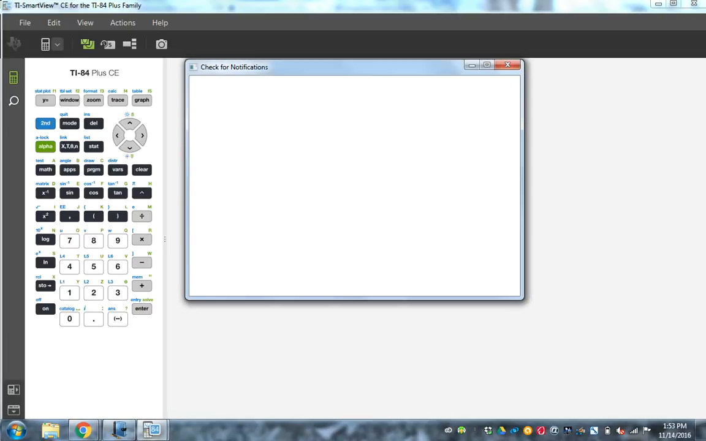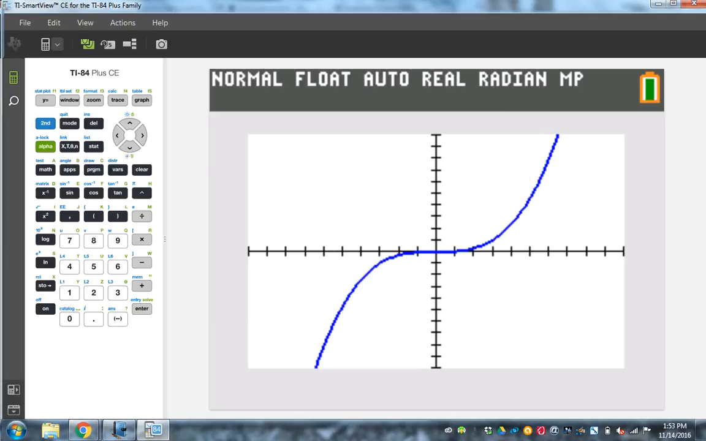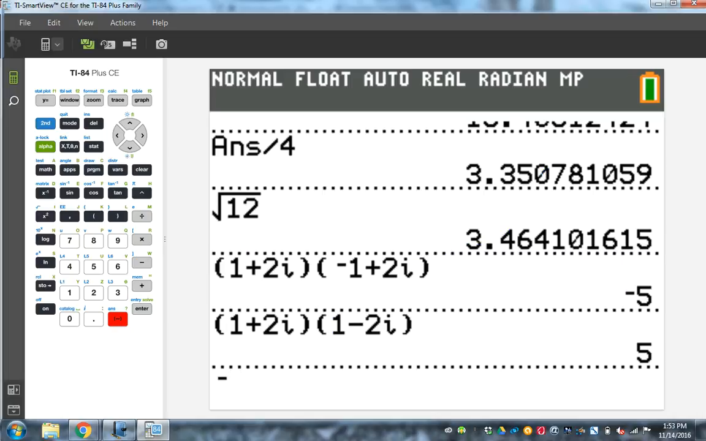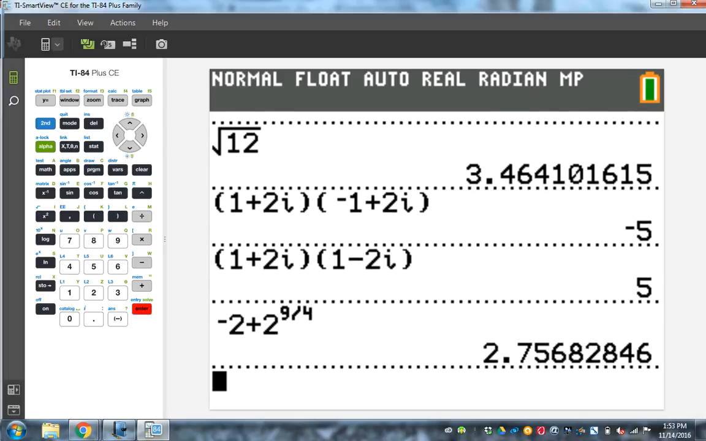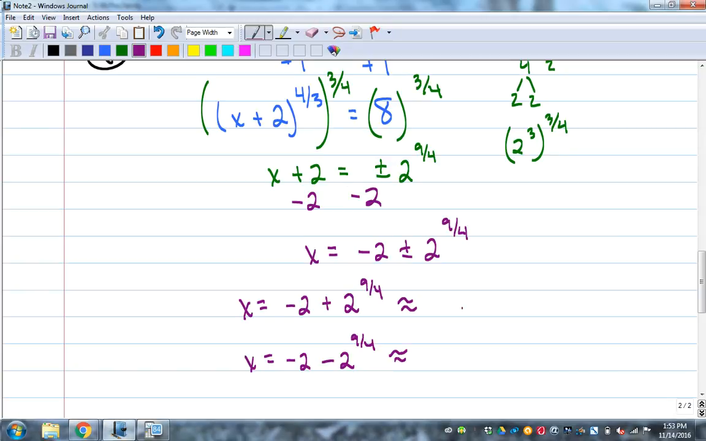So I'm just going to do negative 2. I'm going to use my calculator to get my decimal approximations. Negative 2 plus 2 raised to the 9/4. And we'll go 2 decimal places. It'd be 2.76.